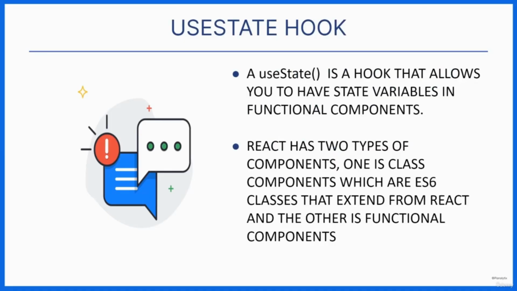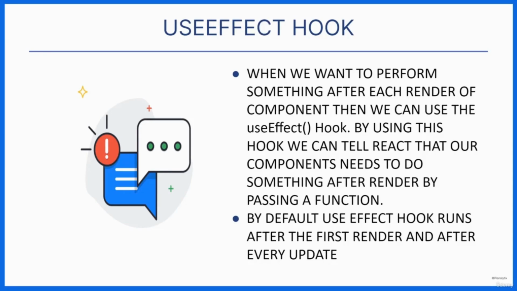The useState hook is a hook that allows you to have state variables in functional components. And React has two types of components. One is class component, which are ES6 classes that extend from React, and the other is functional component. So we'll be using the useState hook. Other than that, we'll also be using the useEffect hook.